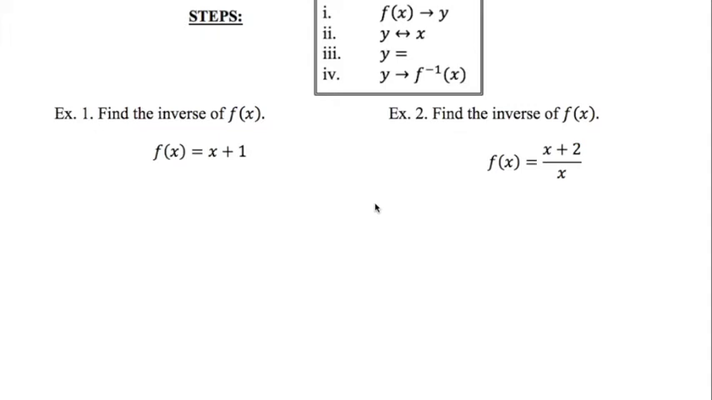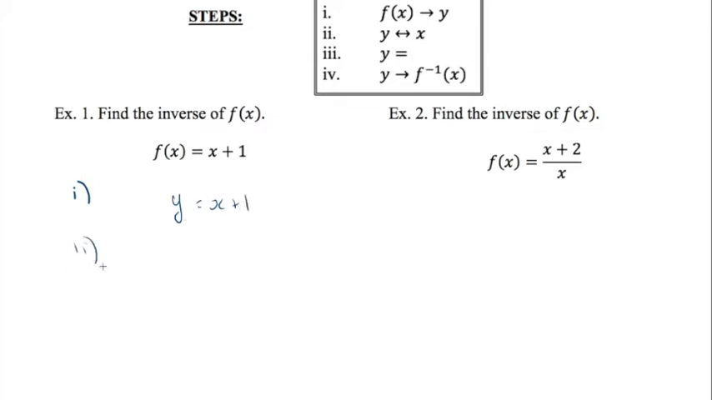We're going to have a look at how to find the inverse for a function f of x. Now, all we need to know is these 4 steps. If we follow them, we're going to get to the right answer. So the first step is telling us to change our f of x into y. This will help us rearrange the equation much more easily.